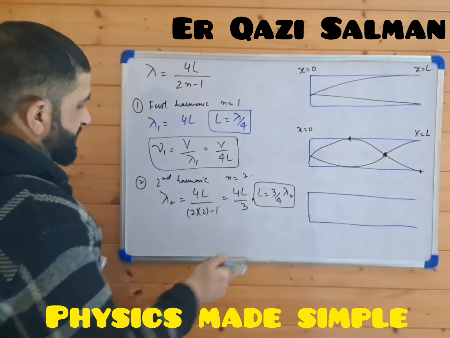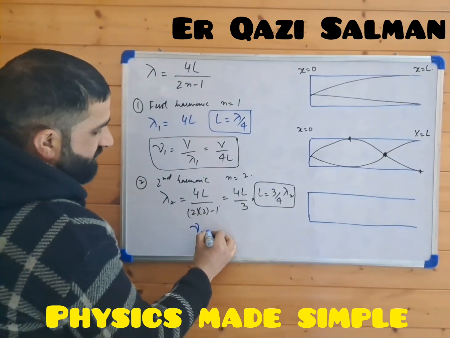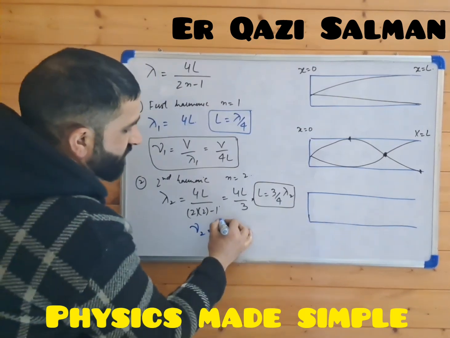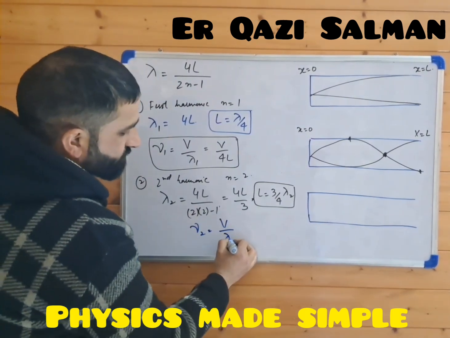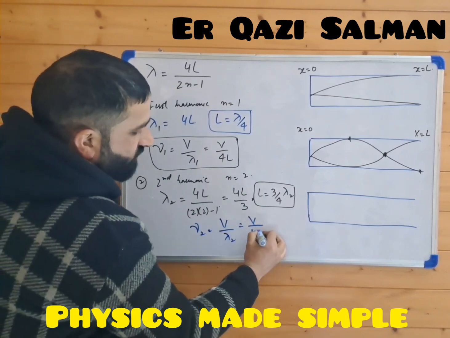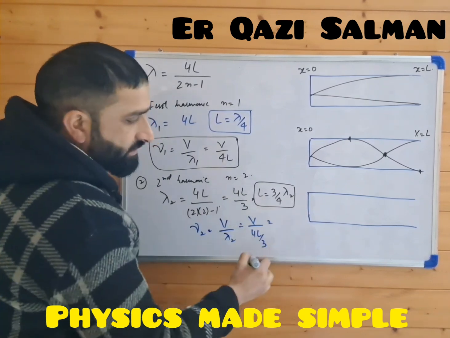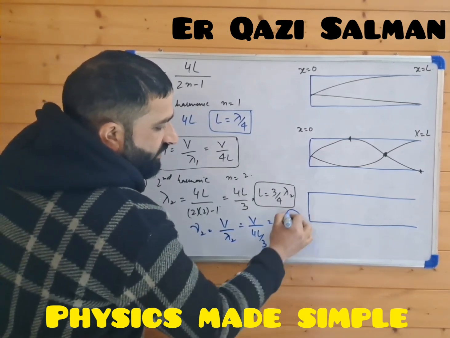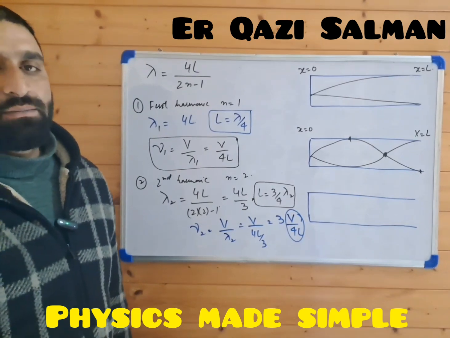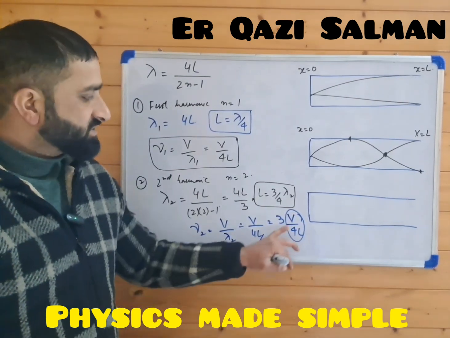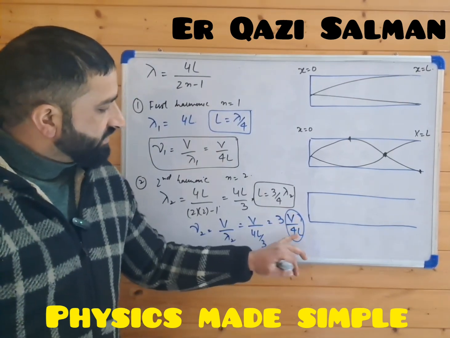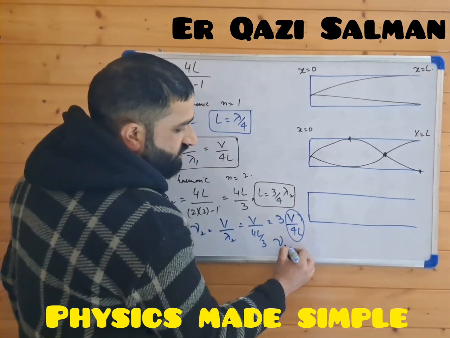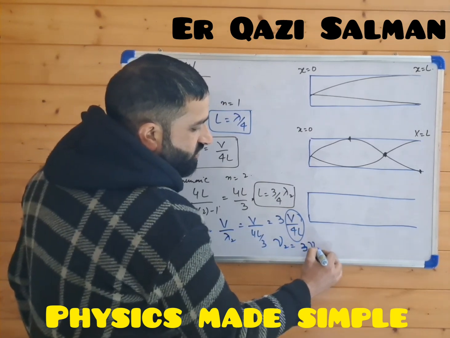Talking of the frequency, the frequency of second harmonic or first overtone, nu2, is equal to V divided by lambda 2, and lambda 2 is equal to 4L by 3. 3 comes up in the numerator, that is 3V divided by 4L. We know that V divided by 4L is the fundamental frequency or frequency of the first harmonic. So replacing V divided by 4L by nu1, we have nu2 is equal to thrice nu1.